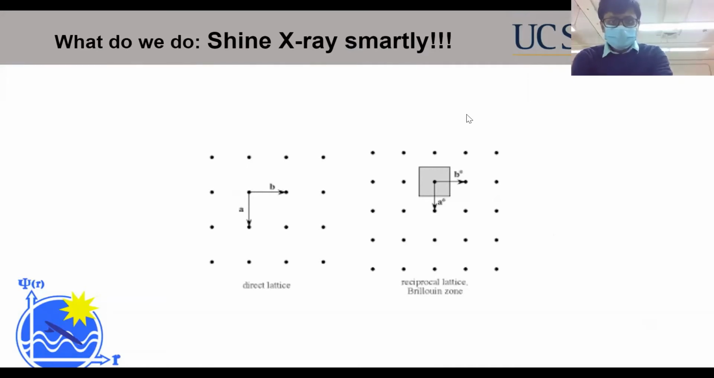So the next part is, what do we do to characterize this material? And that takes us to the story of reciprocal lattice space. So how many of you have studied reciprocal lattice space in your classes? Okay, so let me give a bit of a summary of it.